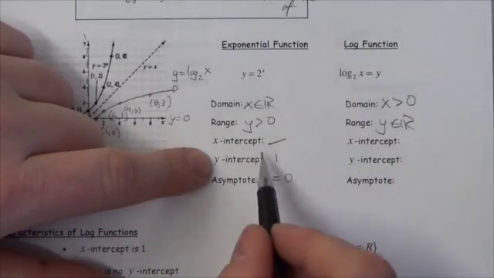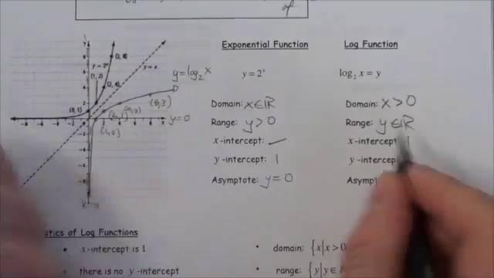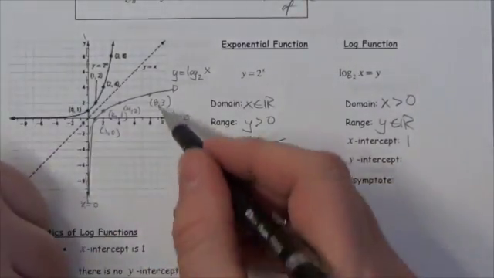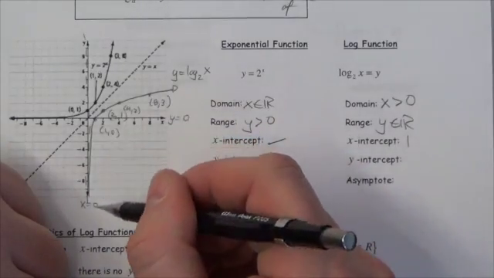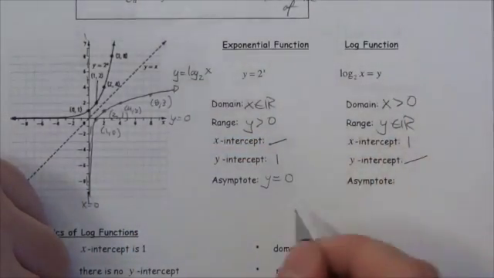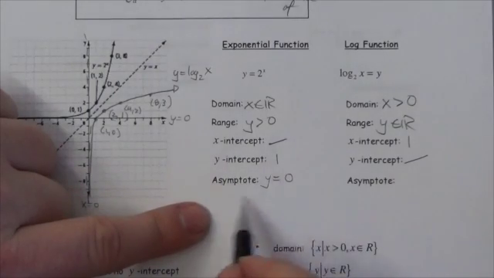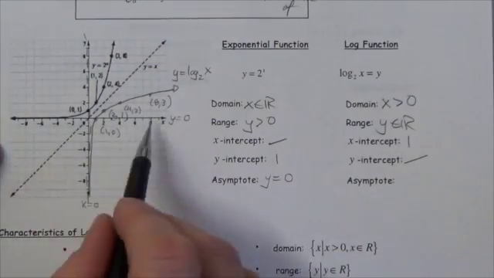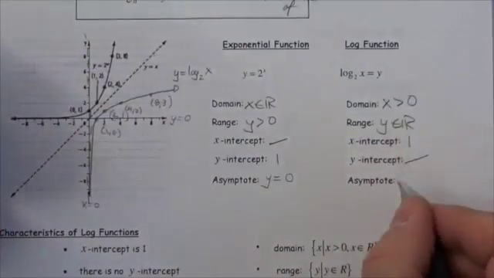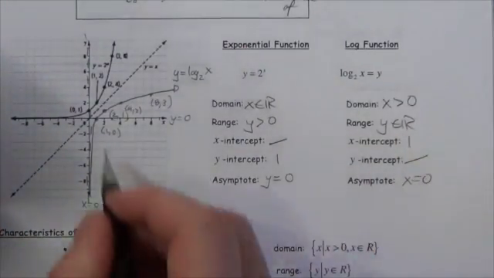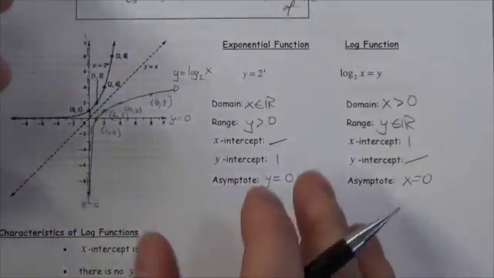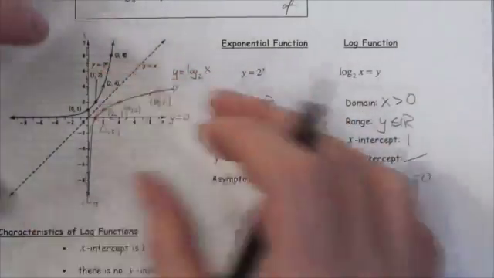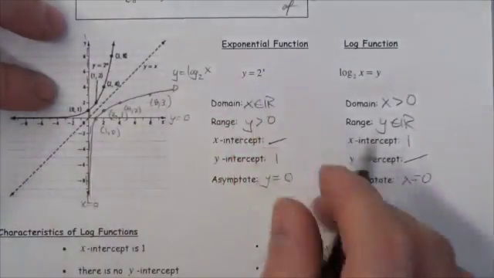Same thing for my x and my y intercepts here. My x-intercept is going to be 1. Okay, it goes through the x-axis at 1. But my y-intercept, well, notice the logarithmic function is never going to touch it. There is no y-intercept. And we've already talked about this. The asymptote here was initially y equals 0, but again, we're flipping x and y, so this becomes x equals 0. We got this vertical line. Okay, so those right there are the characteristics of the logarithmic graph.